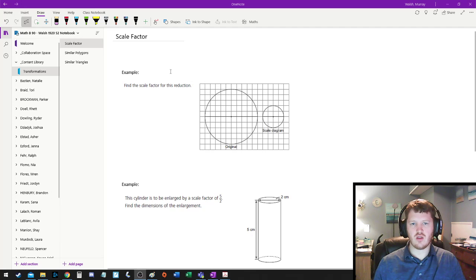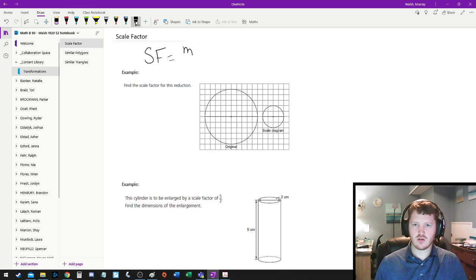This is going to be a lesson on using scale factor, how to find the scale factor given two objects, or how to find the size of another scaled object given the scale factor. Reminder that the formula: scale factor equals the dimension of something on our model compared to the dimension of the corresponding part of the original. Okay, so scale factor is model over original.